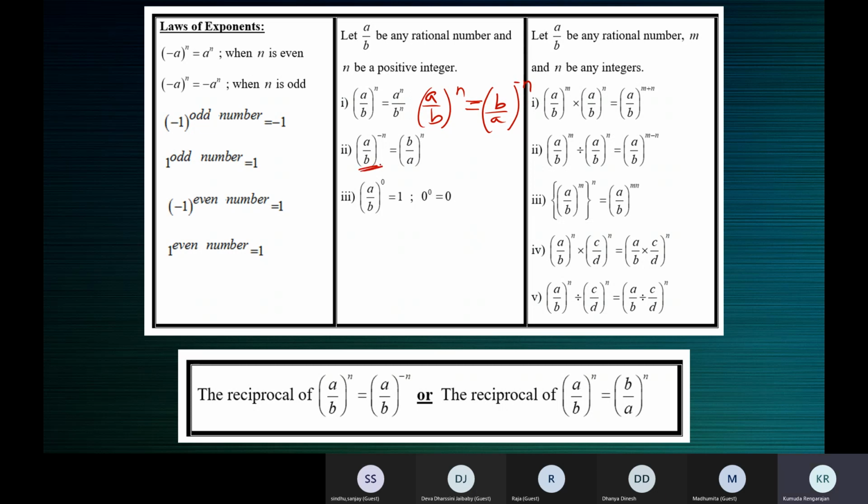Here, we have A by B to the power minus n. Its equivalent will be B by A, because A by B becomes B by A, the reciprocal of the base. Negative of the power: minus n becomes plus n.